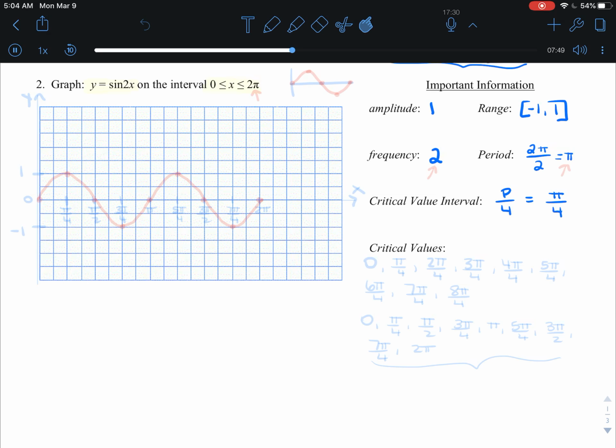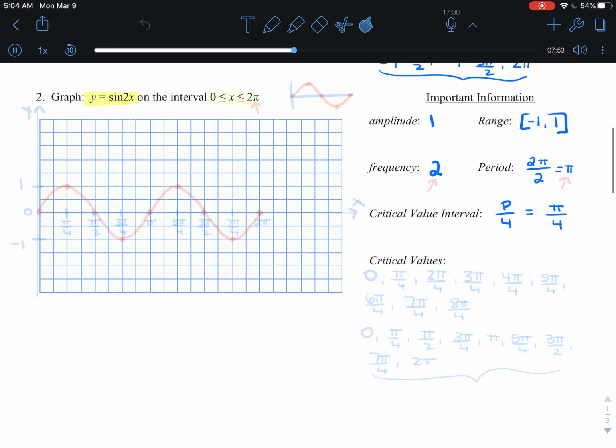So if our function is y equals sine 2x, that's our function. The domain is 0 to 2 pi. So if we're going over by pi over 4, our critical values are going to start at 0 and then go over by 1 pi over 4. So we're just adding pi over 4.